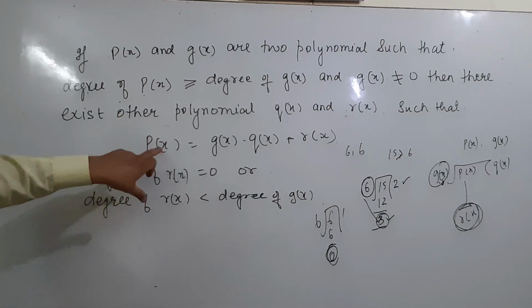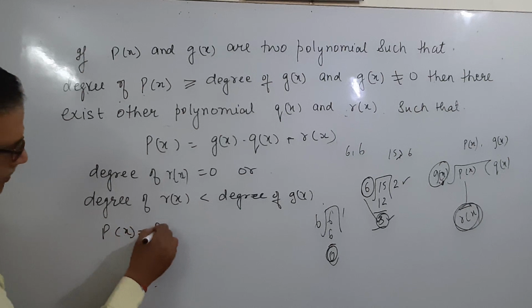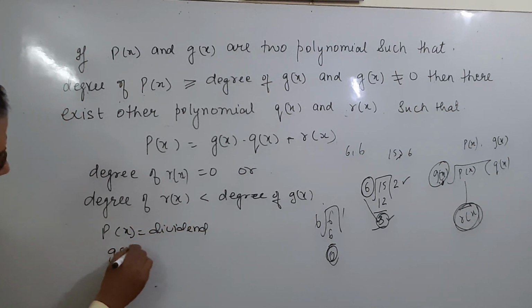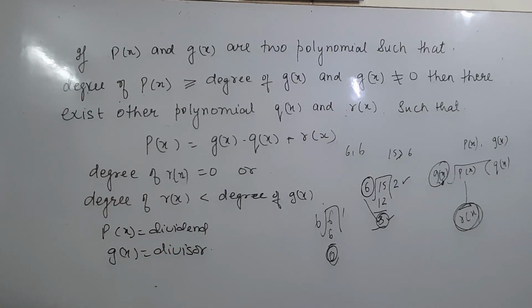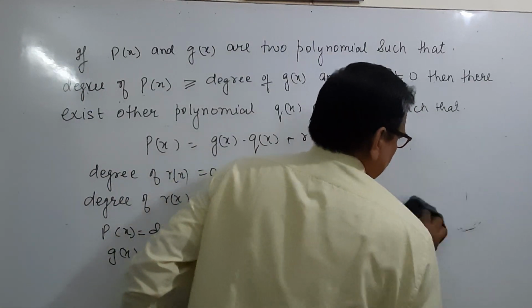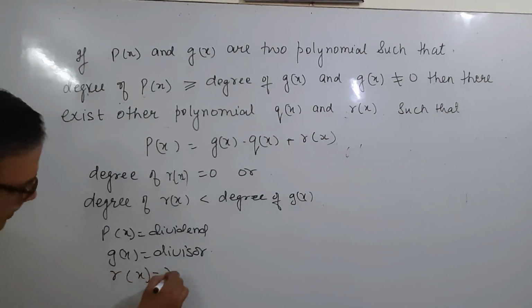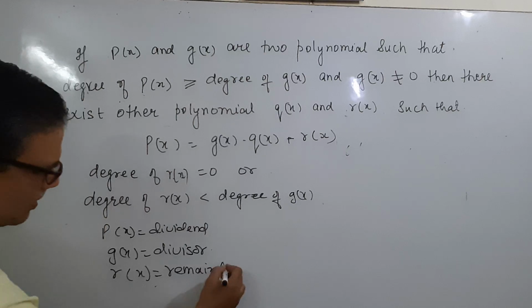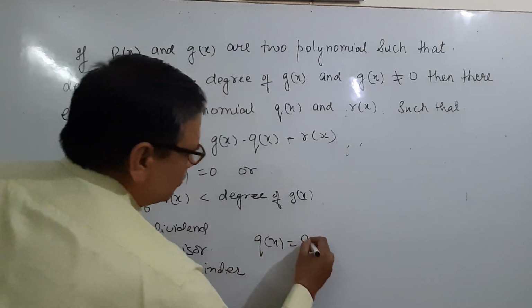It means this p(x) is the dividend, g(x) is the divisor, r(x) is the remainder, and q(x) is the quotient.